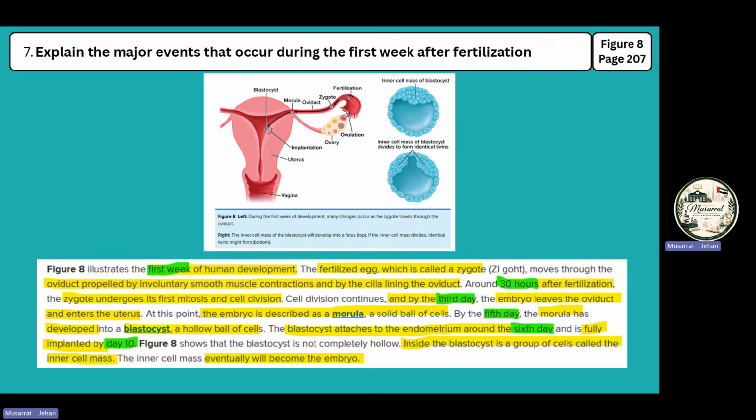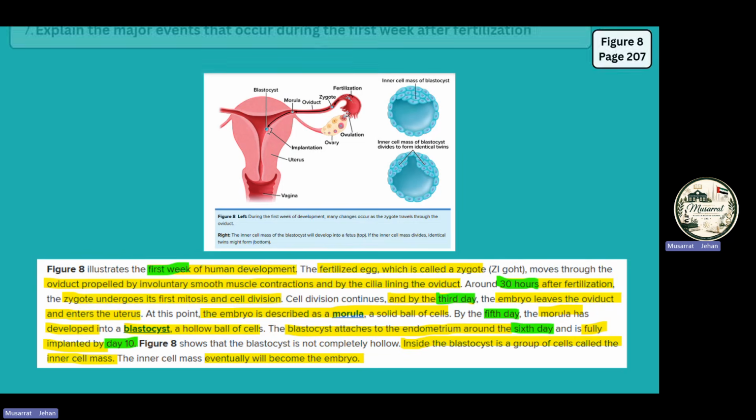30 hours, mitosis begins. Third day, embryo leaves the oviduct and morula is formed by division. Then 5th day, morula will form into a blastocyst. The blastocyst attaches to the endometrium around the 6th day, and by day 10, it is fully implanted into the endometrium.